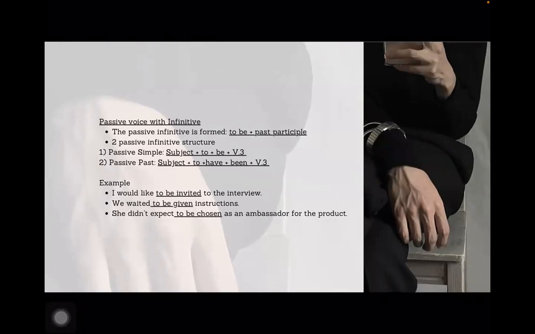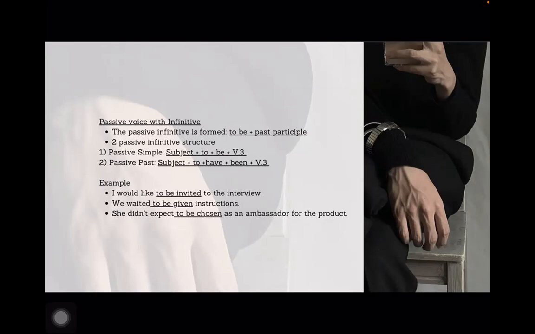The first sentence: I would like to be invited to the interview. Actually, this sentence is in passive voice because I can't invite myself to the interview. And when you talk about anything that you want or like, you need to follow it with a to-infinitive. So the structure of the passive is to be plus past participle.